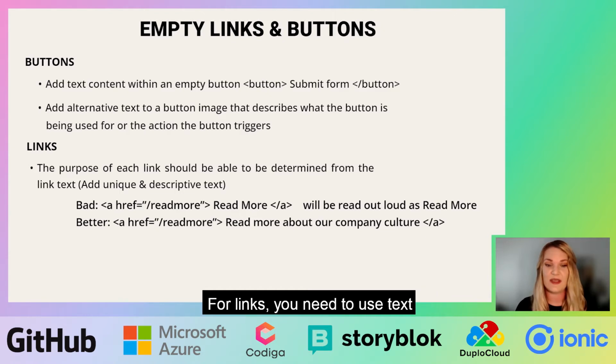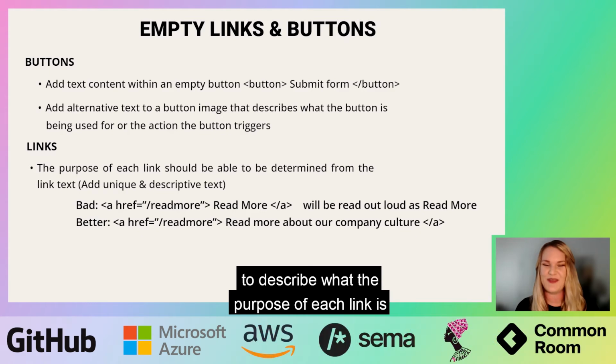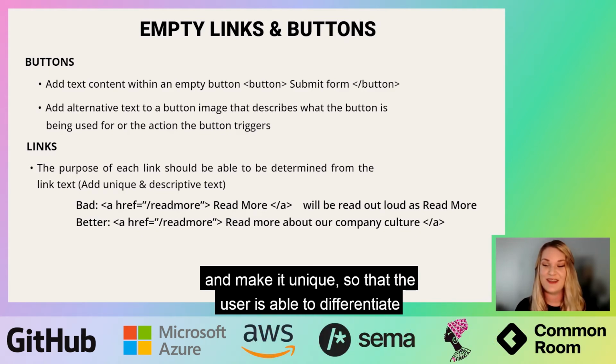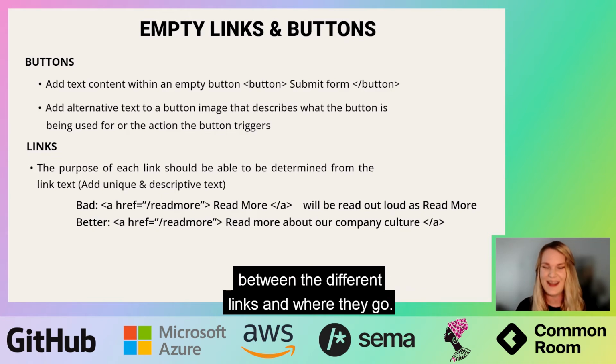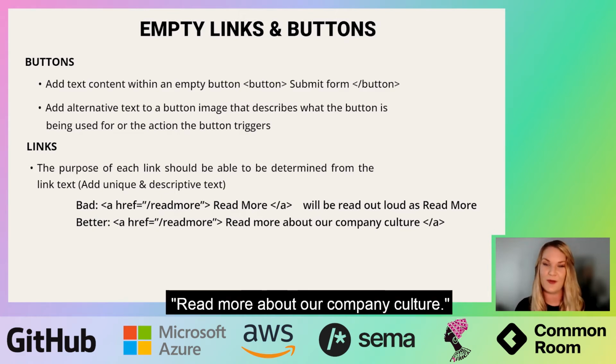For links, you need to use text to describe what the purpose of each link is and make it unique so that the user is able to differentiate between the different links and where they go. In this example, you can see that a link with the text "read more" doesn't give us a very good description. Instead, write text like "read more about our company culture."